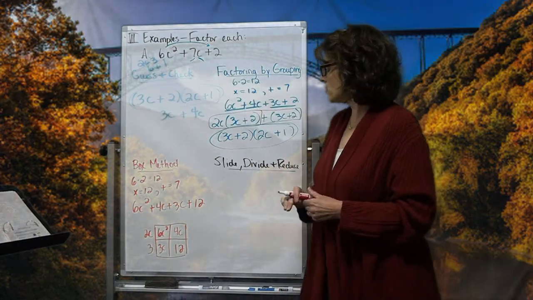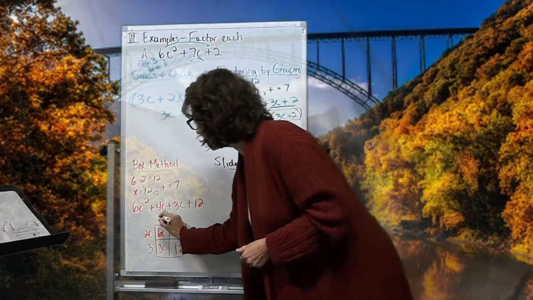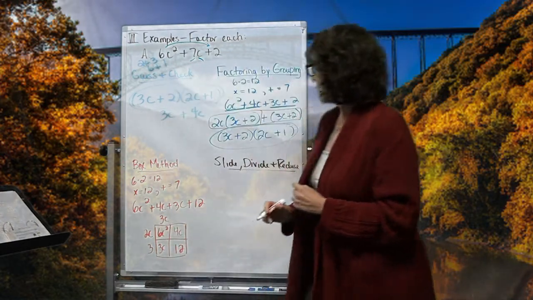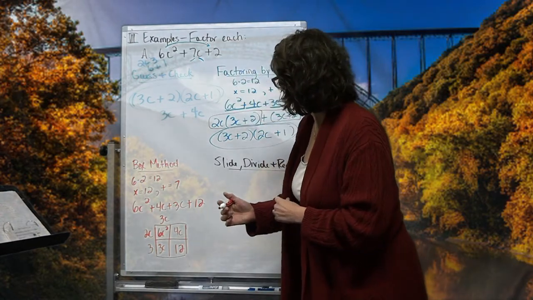And now what I'm going to do is I'm going to go up the columns, and up through here I'm going to say what's common. Both of these have a 3c. And I'm going to go up here, and I'm going to say what's common to these. Both of them have a 4 in common.